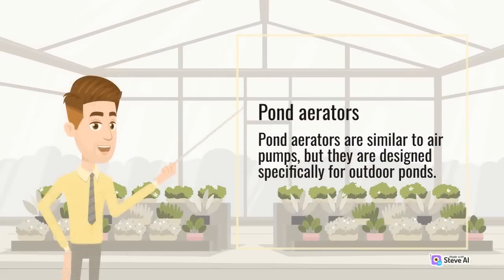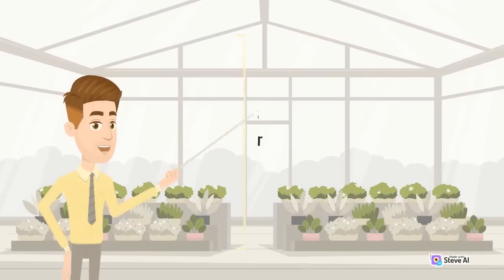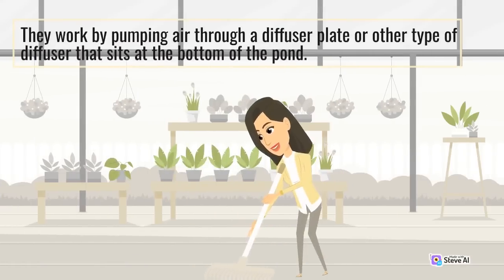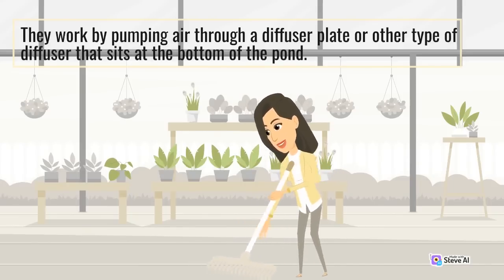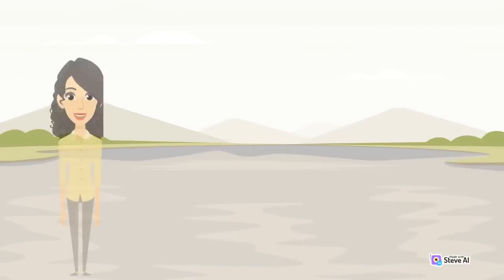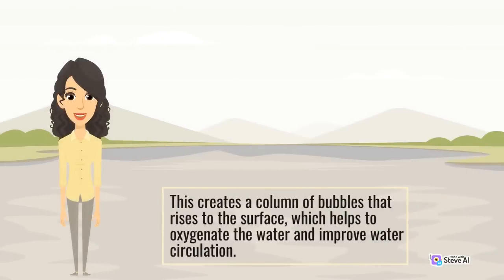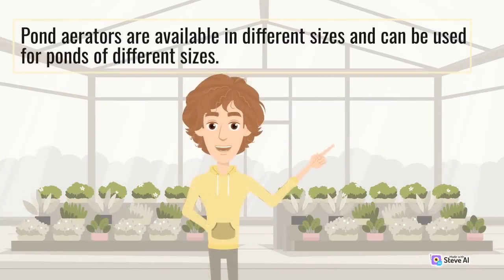Pond aerators. Pond aerators are similar to air pumps, but they are designed specifically for outdoor ponds. They work by pumping air through a diffuser plate or other type of diffuser that sits at the bottom of the pond. This creates a column of bubbles that rises to the surface, which helps to oxygenate the water and improve water circulation. Pond aerators are available in different sizes and can be used for ponds of different sizes.